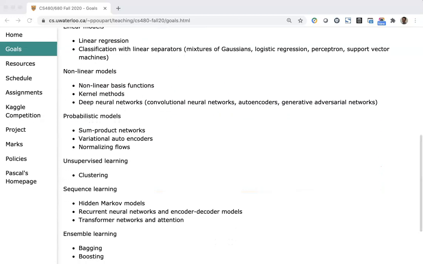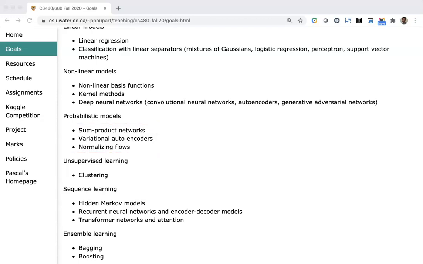After that, we'll talk about probabilistic models. Here, the idea is that instead of having a program that essentially maps inputs to outputs, we're going to map inputs to a distribution over outputs. So this is going to be quite interesting whenever we want to express a confidence in the output or whenever we're not sure what the output should be. Among the probabilistic models, we're going to talk about sum product networks, variational encoders, and also normalizing flows.